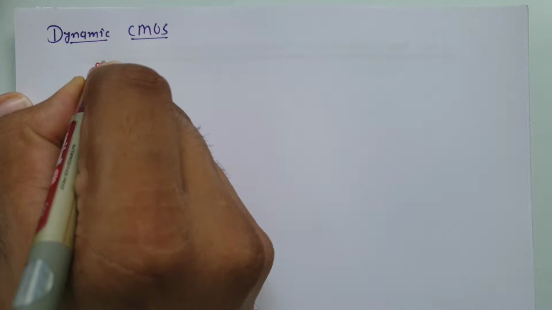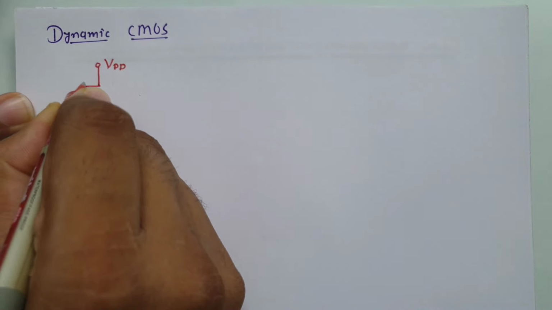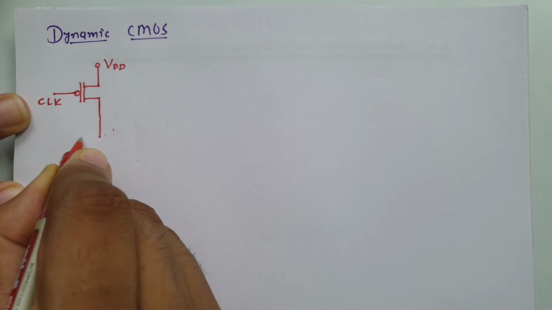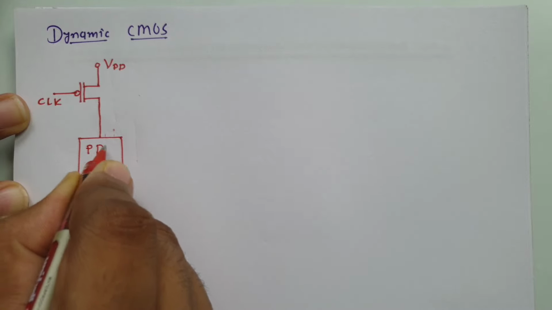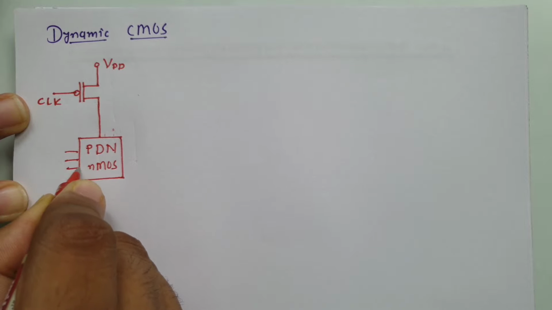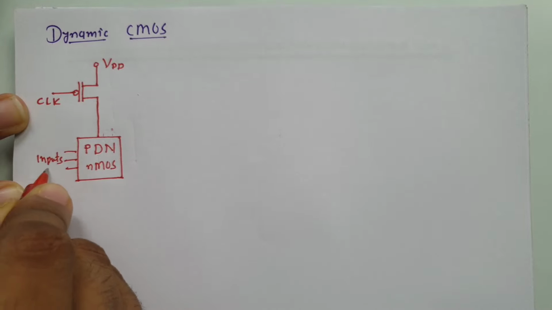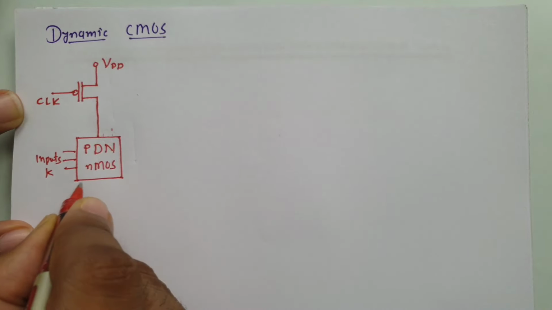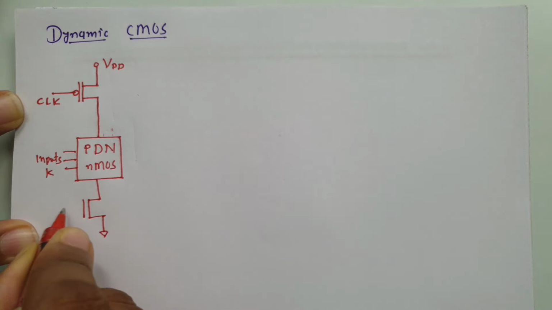In its circuit structure, first we have the VDD supply. After that there is a PMOS, which is a gated clock PMOS, so here we give the clock signal to this PMOS. After that there is a pull down network made up of NMOS. Let us say it implements some Boolean function with k number of inputs. After that there is another NMOS, the gated clock NMOS.